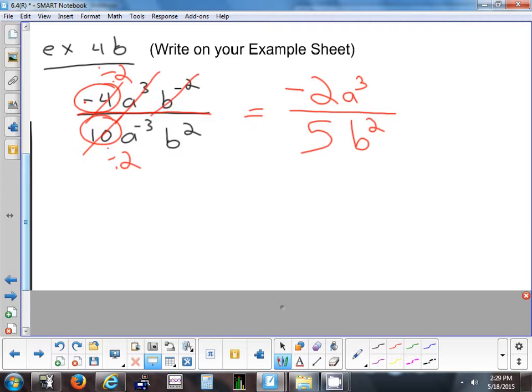On the bottom, Joe, I have a to the negative 3rd. Leave it or move it? Move it where? Top. And it becomes positive, right? a to the 3rd. Tyler, leave it or move it? Why would you leave it? Why?